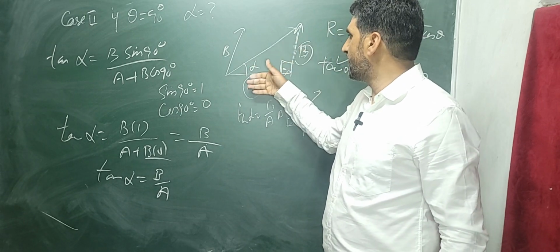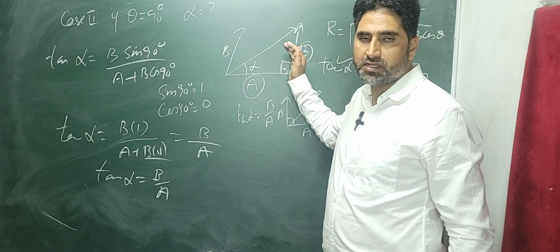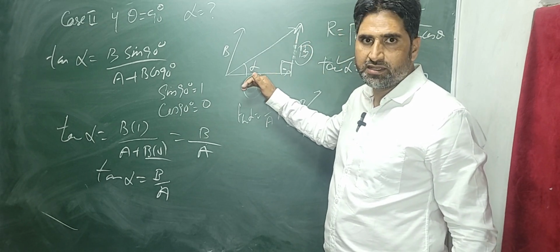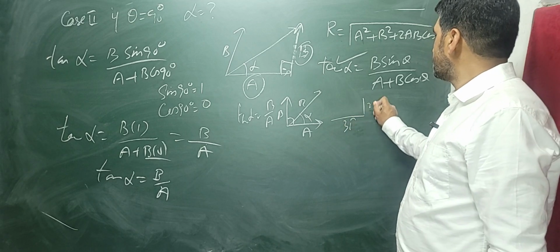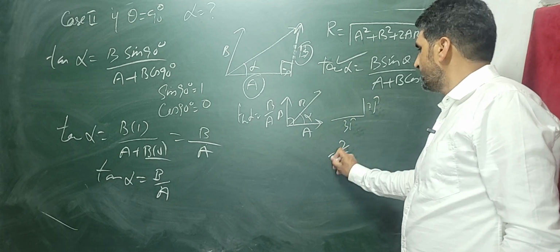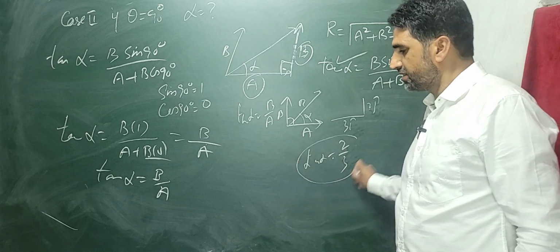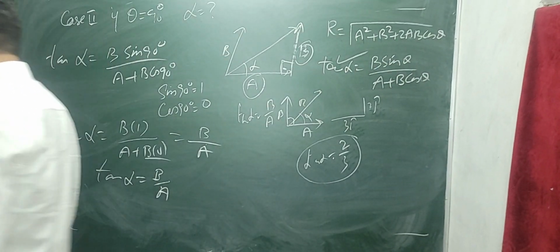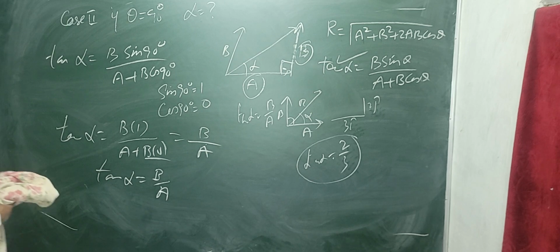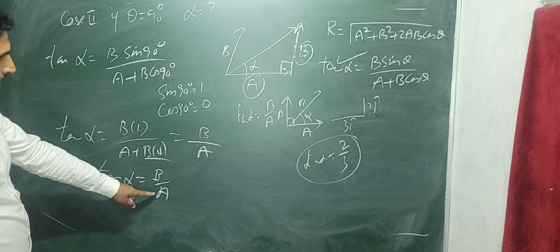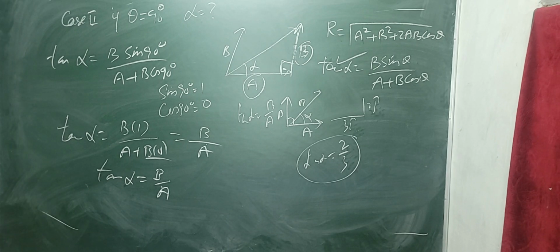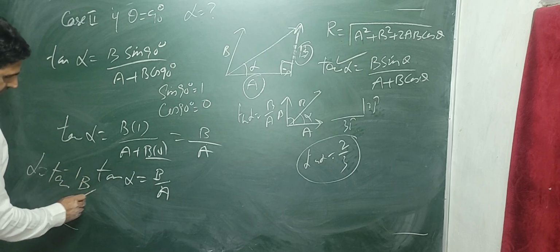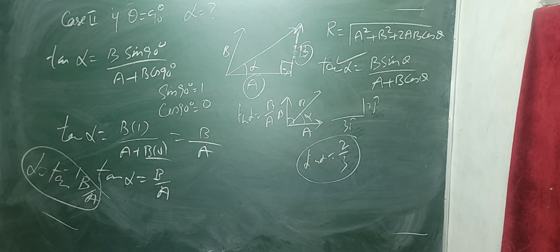If the vector is written with i and j, it is the coefficient of j divided by the coefficient of i. So if one vector is 3i plus 2j, it's 2 by 3 that gives you tan alpha, the direction. This is how we calculate the direction when theta is 90 degrees. Simply B divided by A. So the direction alpha is equal to tan inverse of B by A. This is another way to write it.